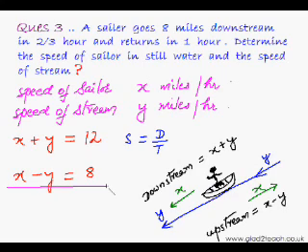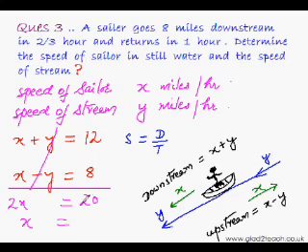Now we can easily solve this equation. Plus y and minus y, they cancel each other out. x plus x would be 2x, and 12 plus 8 is 20. So that means x would be equal to 20 divided by 2, that is 10. And y would be equal to, put this 10 here, so y equal to 12 minus 10, that is 2. Question solved. The speed of the sailor in still water is 10 miles per hour and the speed of the stream is 2 miles per hour.